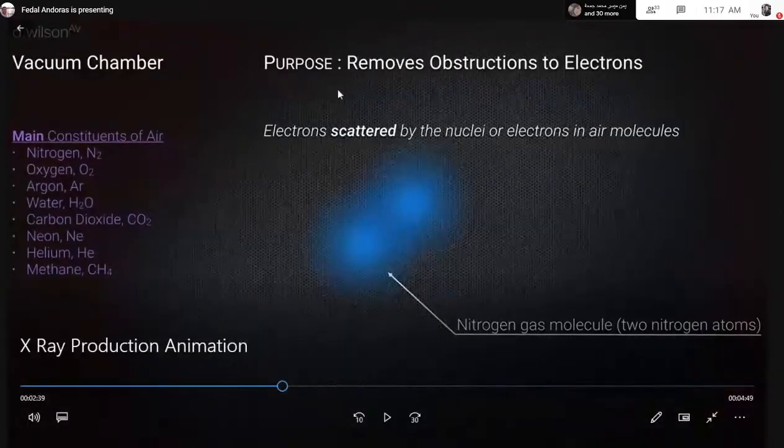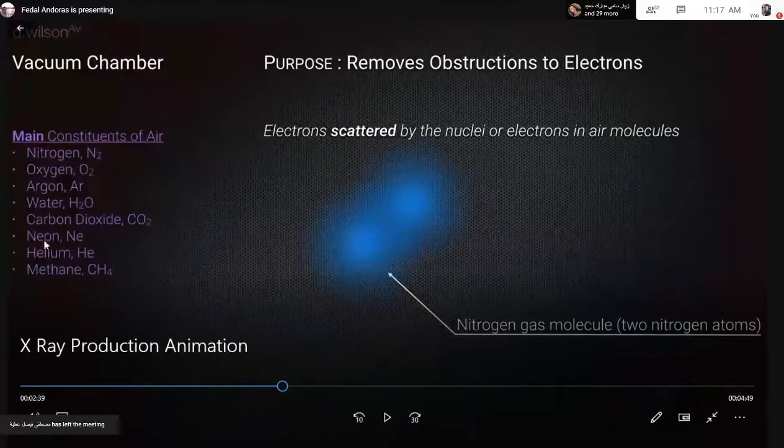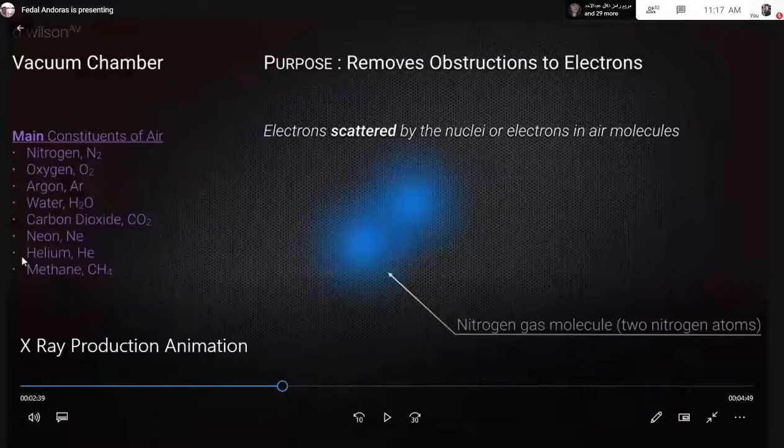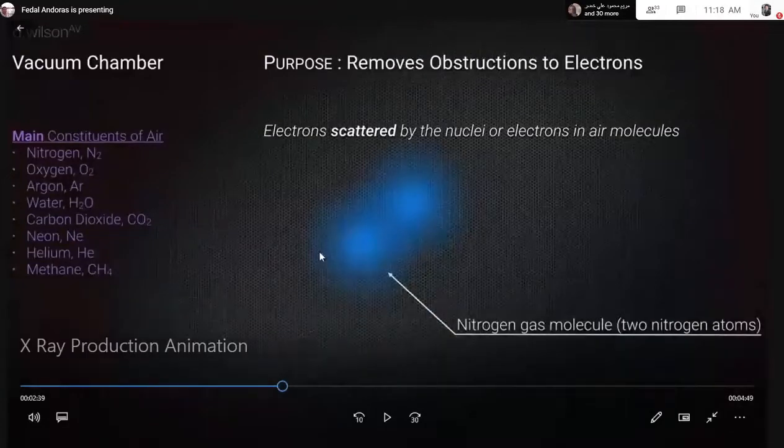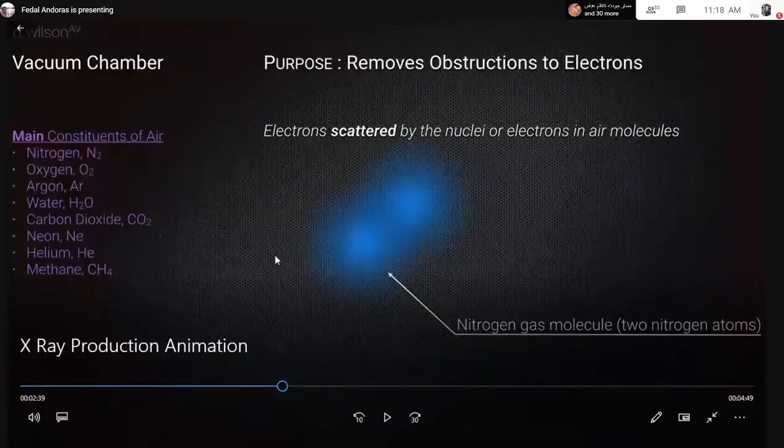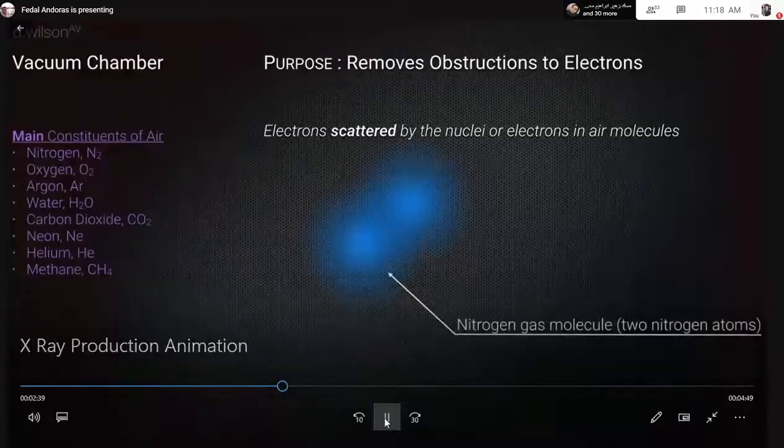So here you may ask why we have the vacuum tube, evacuated of air. Why? To remove obstructions to electrons. The air usually has components like nitrogen, oxygen, argon and so on. The electron will hit these elements, so it will lose power. So when we say vacuum, it's just to clear the path for the electron to accelerate from cathode to anode. So this is the purpose of the vacuum tube.